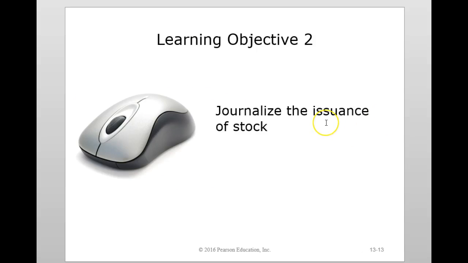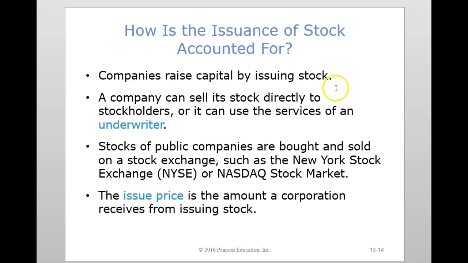And then we look at journalizing the issuance of a stock. And I'd like to say this is just accounting for the issuance of a stock. I'll show you the journal entries, but I think it's more important that you understand how the stock is going to be represented on the balance sheet and on other statements. So how is it accounted for?